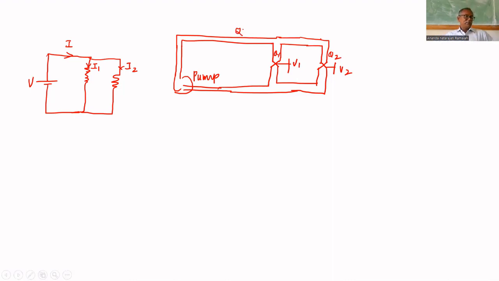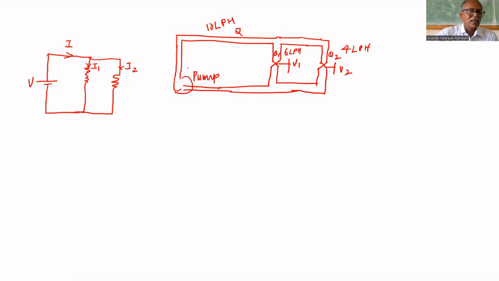This we can imagine. Total water flow rate is Q, say 10 liters per hour. So suppose the total liquid flow rate because of this pump is 10 liters per hour. Let us assume that through valve 1 it is 6 liters per hour. Then definitely, what is the flow rate through this? 4 liters per hour. This is obvious.